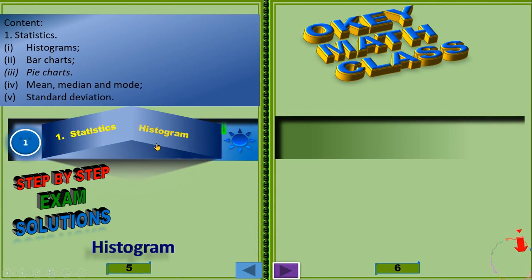In this new presentation, we'll be studying statistics, and we're going to study number 1, histograms. Number 2, bar chart. Number 3, pie chart. Number 4, calculation of mean, median, and mode. Number 5, standard deviation. Number 6, mean deviation, etc.